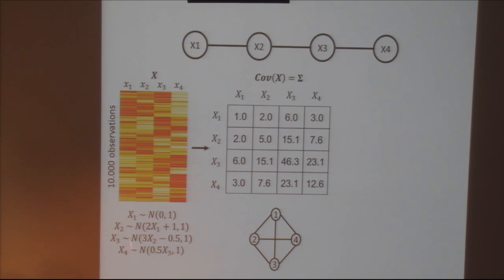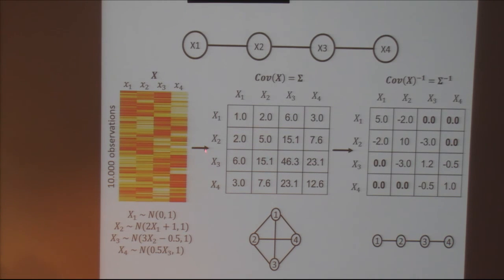So based on this, we get this table of covariances among those four variables. And you can see that all elements are filled. There is no zero element here. So the covariances make it appear as if the network of these four variables would be fully linked, because somehow there's a correlation between everything.